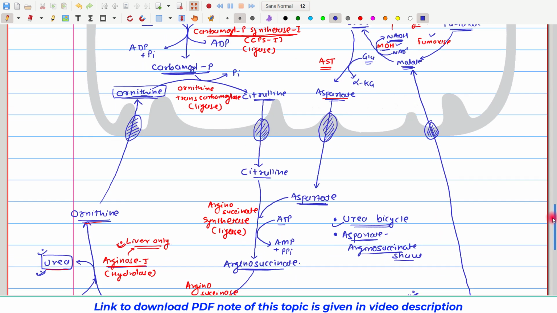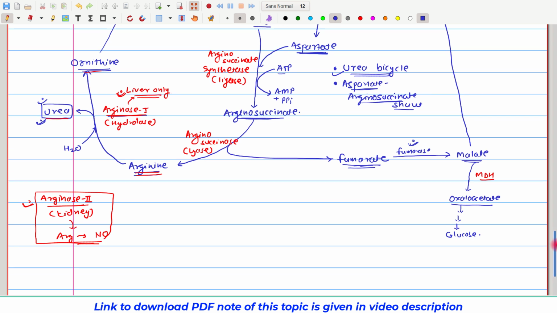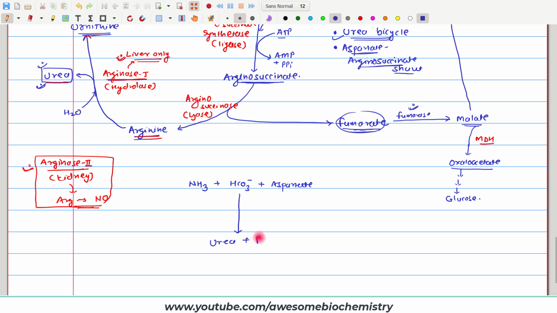Now if we want to write this entire reaction in a simplified manner, we can see that for the urea, one free ammonia is used, then bicarbonate is used, both in the first step. The second amino group comes from the aspartate. So these things are used, which ultimately generate urea. And along with urea, fumarate is also released. So, let us mention that fumarate.